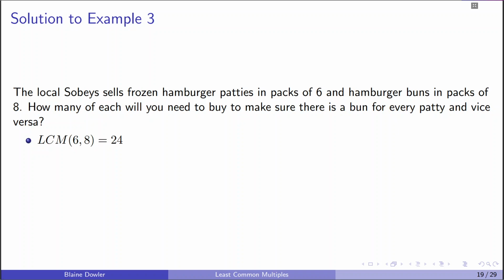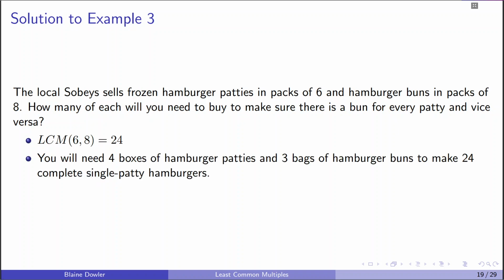So the least common multiple of 6 and 8 is 24. So you'll make sure you have 24 of each. So that's 4 boxes of patties and 3 bags of hamburger buns. Each will then make 24.